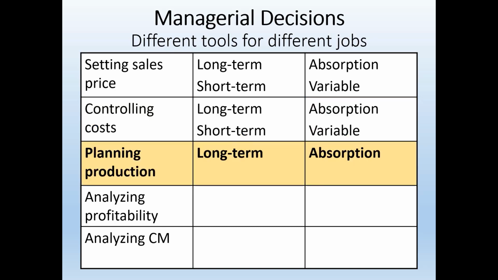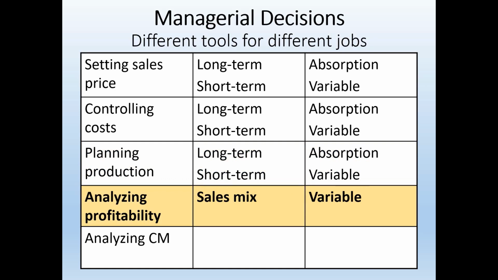We also need to use absorption costing for long-term production planning because we want to make sure that we have the right amount of fixed manufacturing overhead items for the level of production that we expect to have in the future. But in the short term, those fixed overhead costs are fixed. So we should focus instead on variable costing.